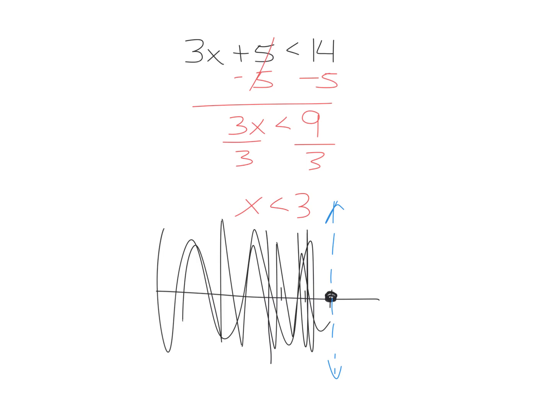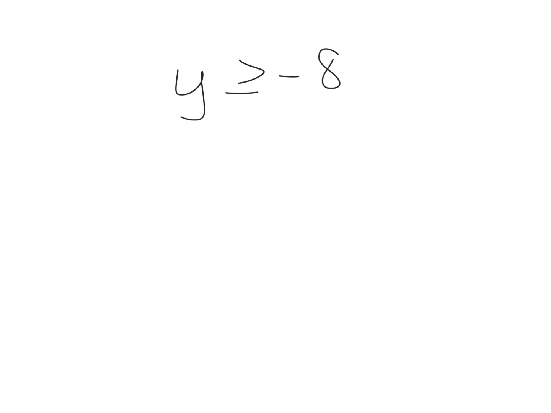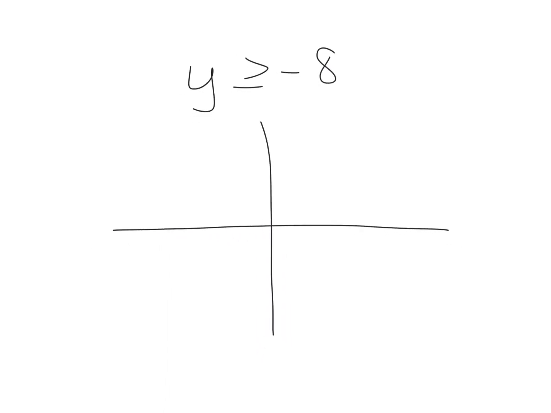Let's look at one more. This one here, last one. It's already alone, so just graph it. Y is already by itself, so we can just go straight into graphing. Y is greater than or equal to negative 8. Where do I go with the negative 8? We're going to go down 8, right? Pretend down 8's down here. Now, what's our next step? Draw our line, right?